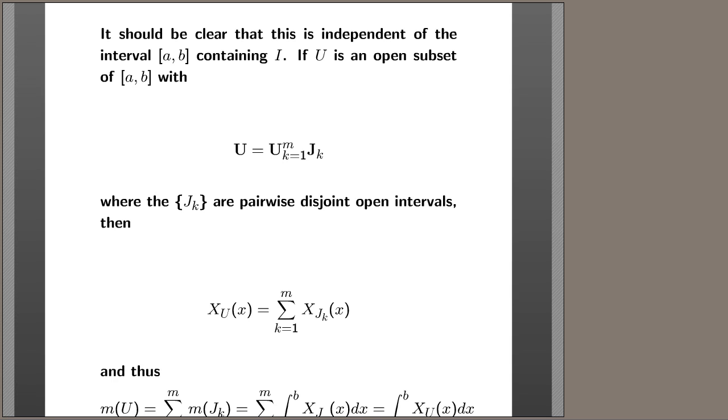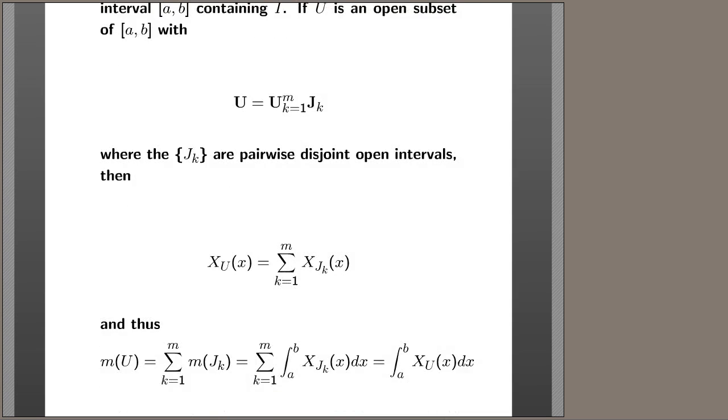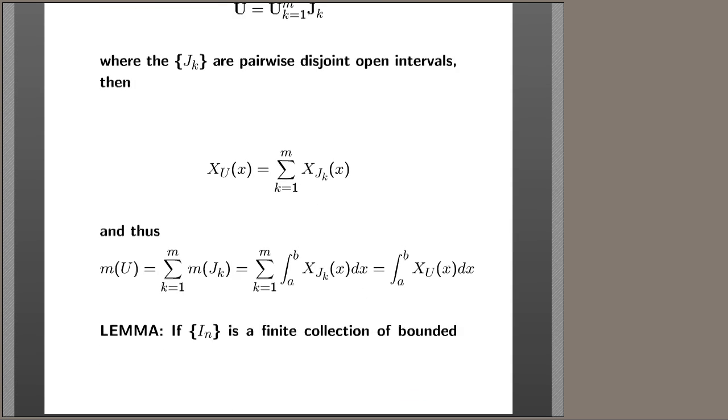That makes sense. Think about it, because they are disjoint and the characteristic function is either 1 or 0. If you take that union and you take an arbitrary x, it belongs to only one of those J sub k's. On that J sub k, the characteristic function of J sub k is 1, and otherwise 0. So this makes sense. You can say the characteristic function of U is equal to the sum of the characteristic functions of J sub k. Now you integrate.